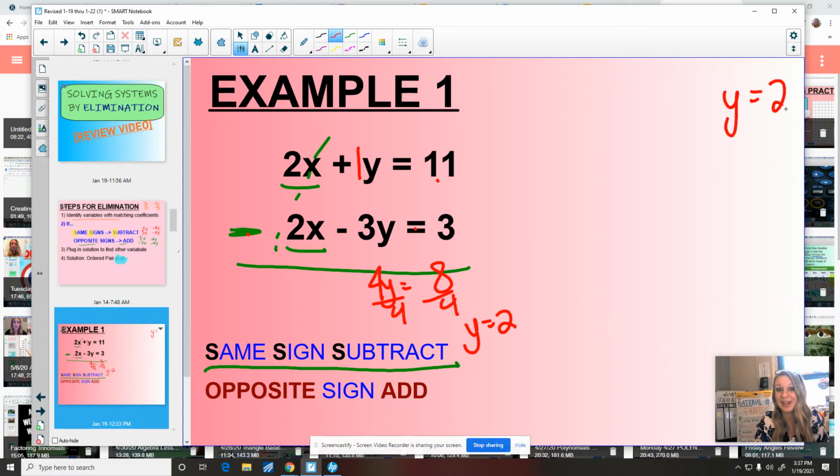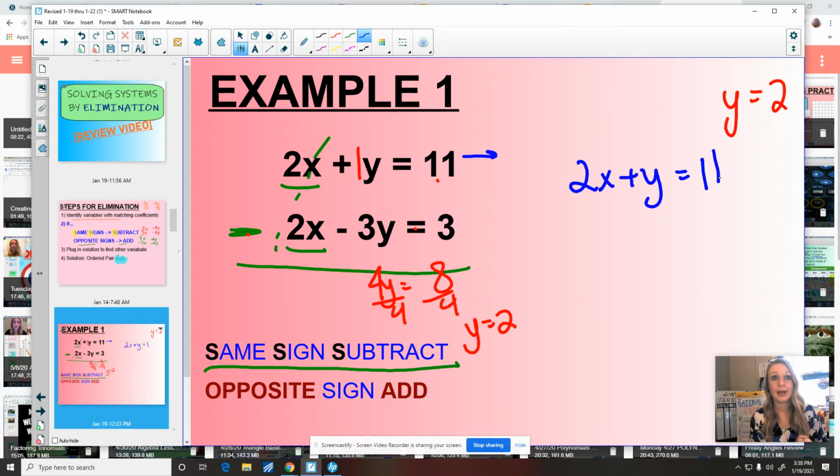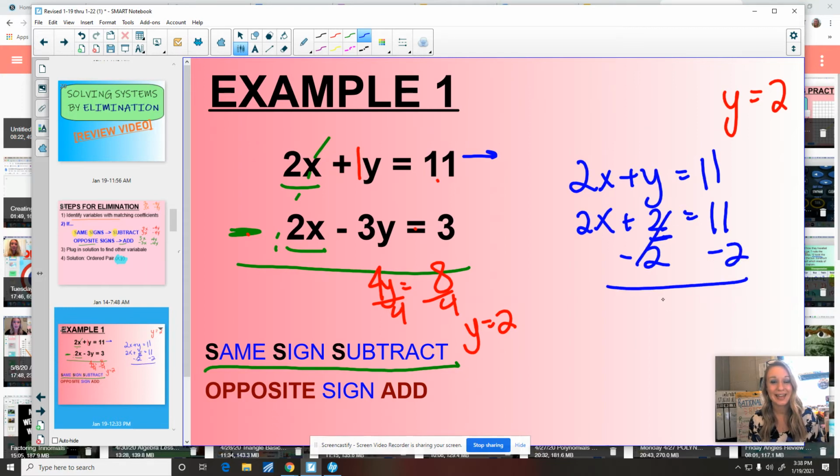Okay, cool. Store that up here so you don't lose it. Now I can take that y equals 2 and plug it into either of the equations to get my x value. So I'm just going to use my first one. I'm going to rewrite it. I am going to take out y and plug in 2, because I just solved for that like 2 seconds ago. And then I just need to solve for x. So I'm going to subtract 2 from both sides. I've got 2x is equal to 9.